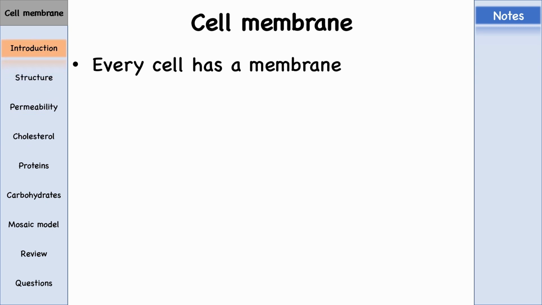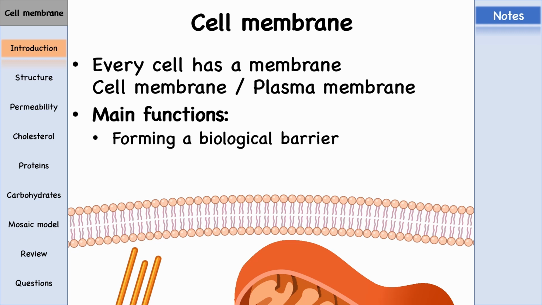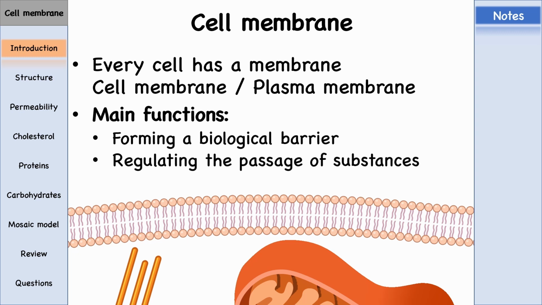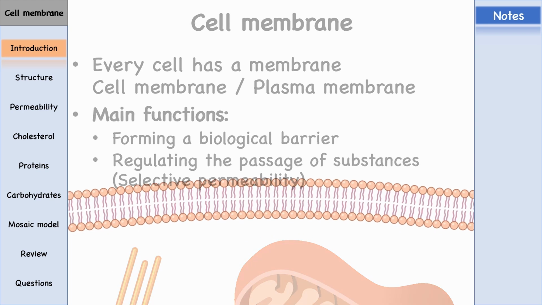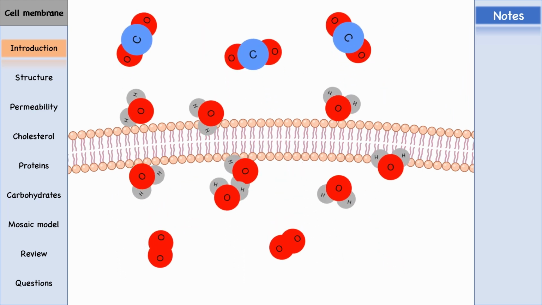Every cell has a membrane, human or animal or any other organism's cell. We call it cell membrane or plasma membrane. The main functions of the cell membrane are forming a biological barrier that separates what's inside the cell from what is outside it, regulating the passage of the substances into and out of the cell. This is called selective permeability. That is, the membrane only allows certain molecules to pass through while obstructing the passage of other molecules.